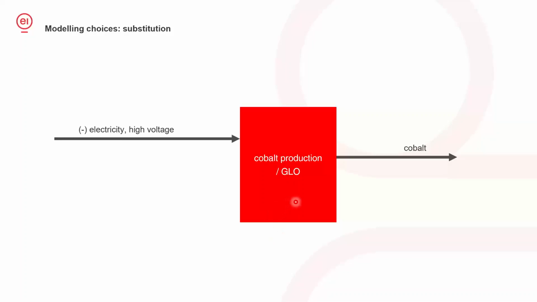In the case of cobalt again, here electricity does not receive any impact, but it is considered as avoided production. Because of producing high voltage electricity in this activity, we do not need to have primary production, for example, producing this electricity from a hard coal plant.